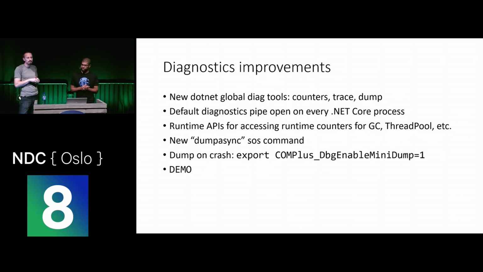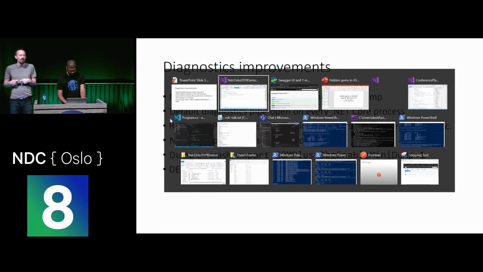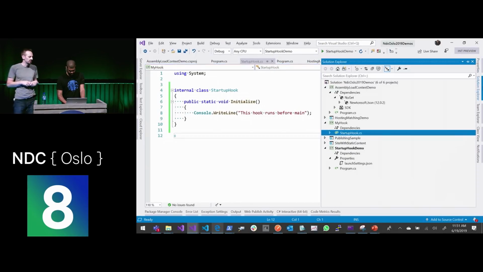There's also now the ability to force the process to dump when there is a crash. So if you have an unhandled exception in your application and it unwinds, or a background exception or something like that, you can set this COMPlus variable before the application starts, and then the host will force a dump if the application crashes. So we have a demo of a bunch of these new tools.